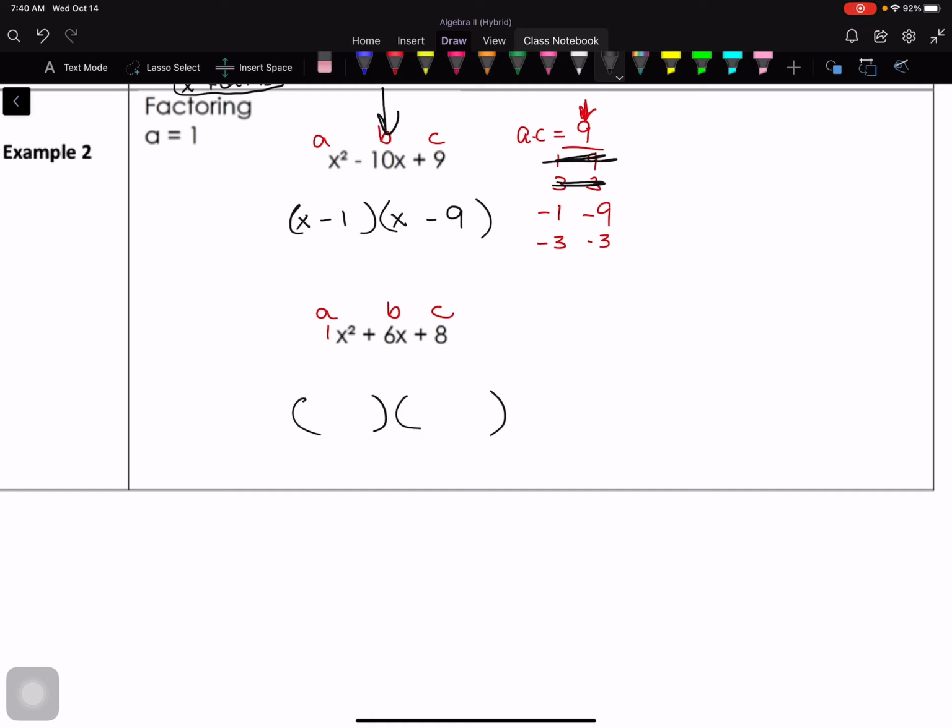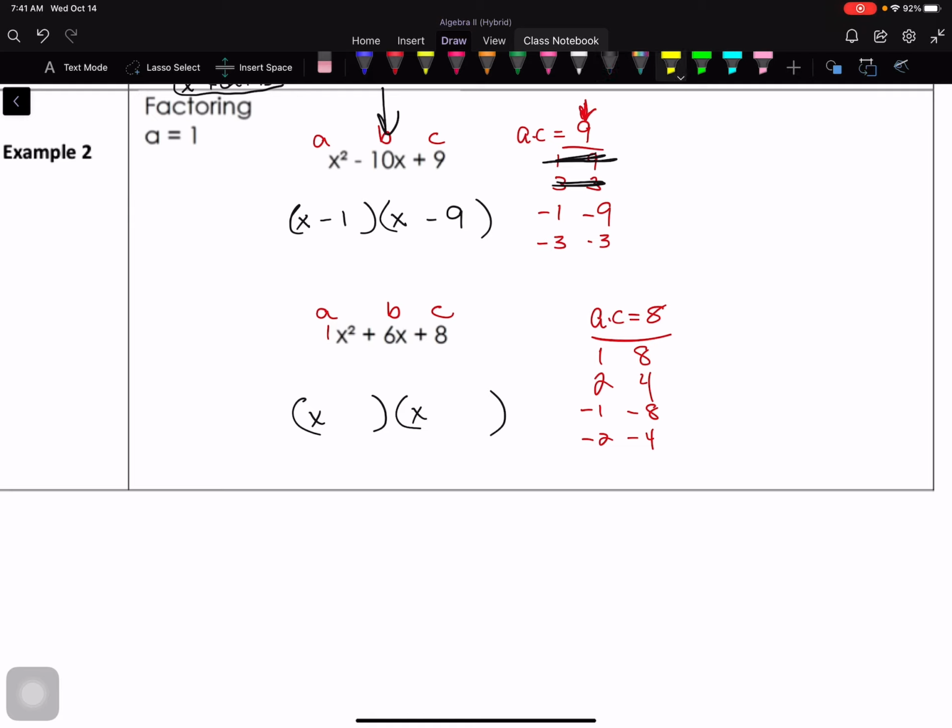So here's my 2 parentheses. We'll go x and x. If you take a times c, we get 8. And this is the hard part. This is the part you're going to have to do no matter what method you use, the a times c part. So we're looking for factors of 8. So 1 times 8, 2 times 4. And technically negative 1, negative 8, negative 2, negative 4. You don't have to list them all out.